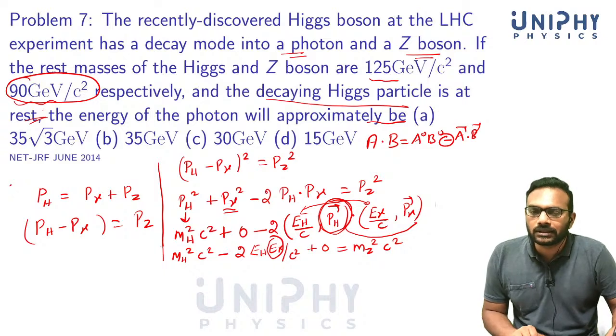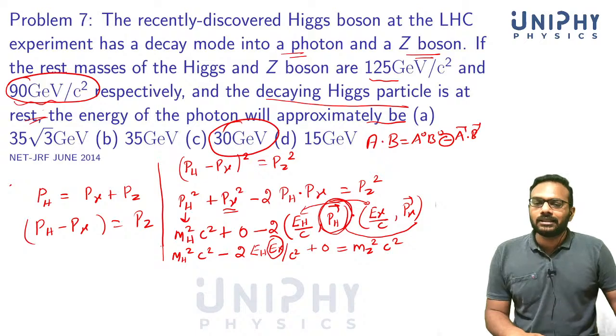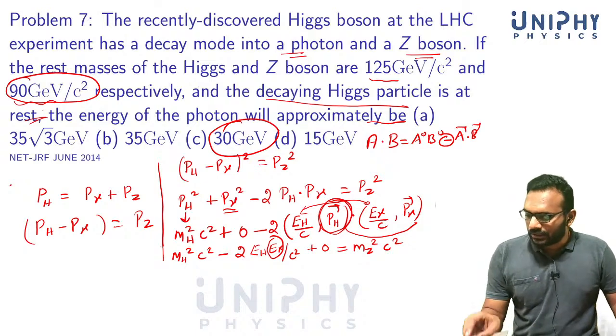Right? It's 30 GeV. There's an answer, 30 GeV. So we got it more accurately than that. It's 30 GeV. Okay, that's the correct answer.